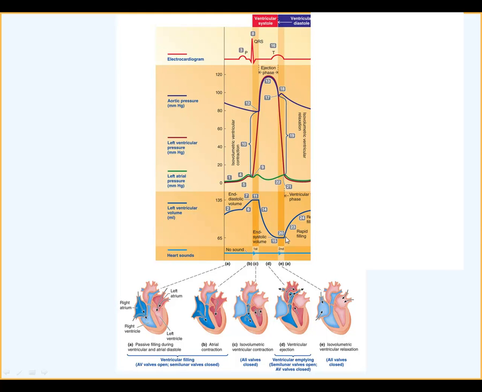The atrioventricular valves, the mitral on the left and the tricuspid on the right, will open, and that will cause rapid filling of the ventricle. That's what we call the early diastole. The early diastole will cause rapid filling of your ventricle, and you can see that here in the ventricular volume. You did not need the P wave. Remember the P wave? You don't need the P wave.